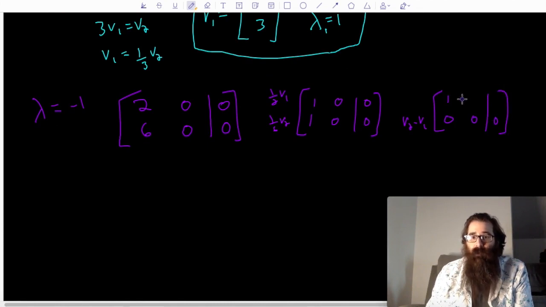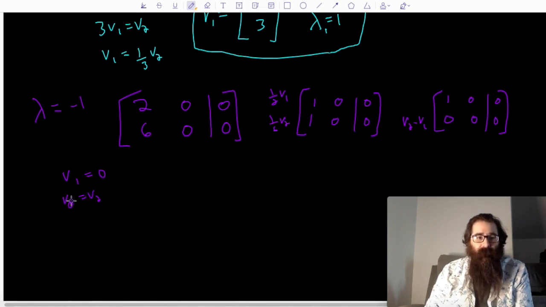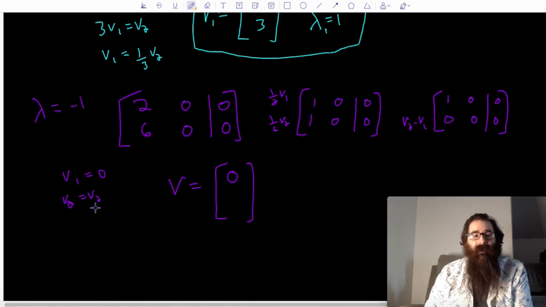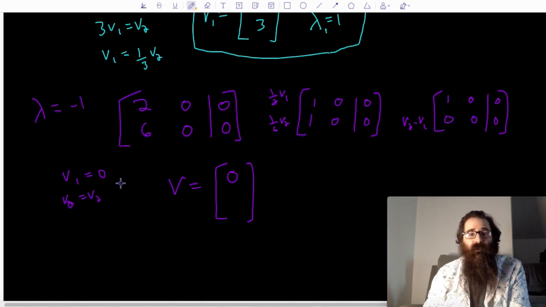But I still have this row on top, 1, 0 augmented with 0. And now, what is this trying to tell me? It's telling me v1 equals 0. And nothing about v2. v2 is just equal to v2. It's my free variable, right? v2 is free. So when I go to pick the vector in this case, I know that first entry has to be 0. And I can choose whatever I want for the second entry.